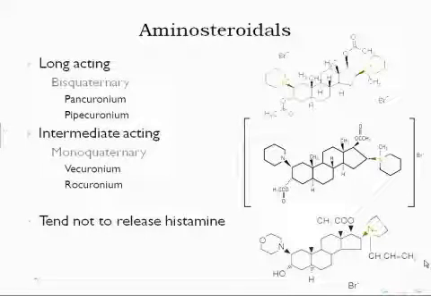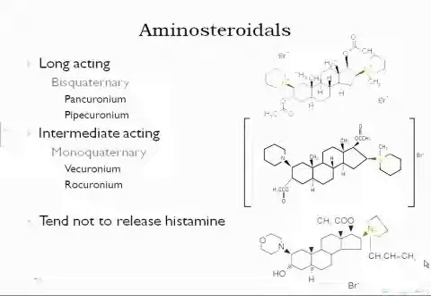Vecuronium is a monoquaternary compound, which makes it more of an intermediate acting agent. Anytime you put 2 ammonium groups in it, it makes it long acting. Okay, because it's got a double binding site. It tends to be more enhanced, more potent, versus the intermediate groups, which tend to be monoquaternaries.